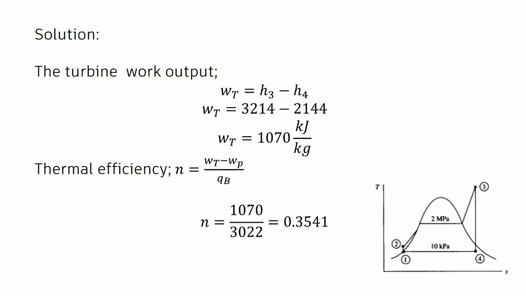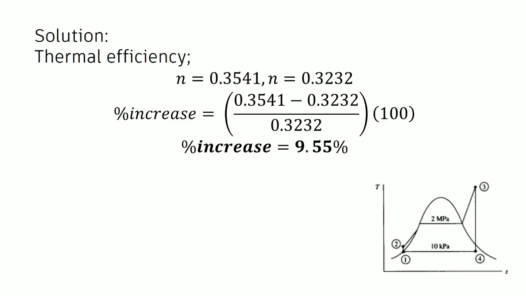Next up, for our thermal efficiency, this is the formula above. This is equivalent to the difference between the work output from the turbine and the work input. So our thermal efficiency is 0.3541 multiplied by 100%. We have 35.41% thermal efficiency in our boiler.